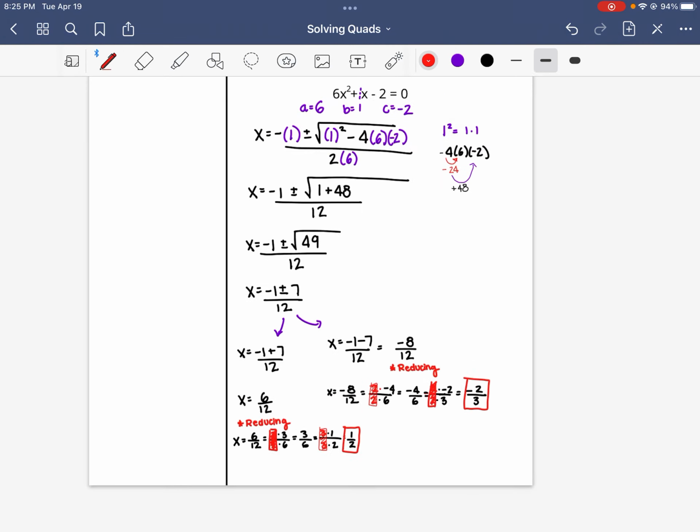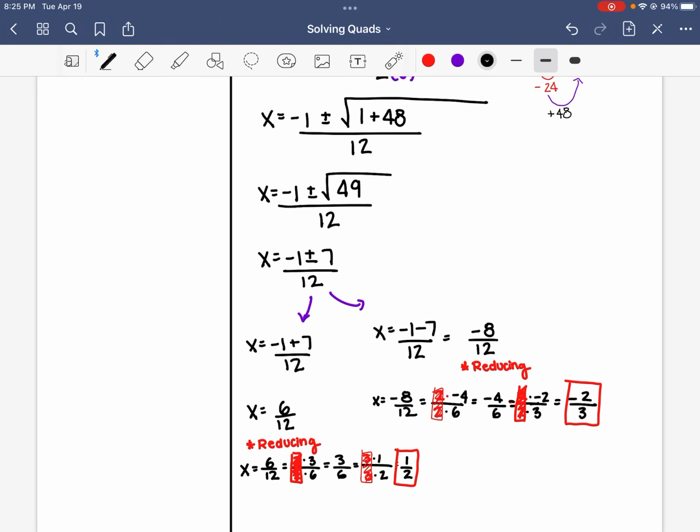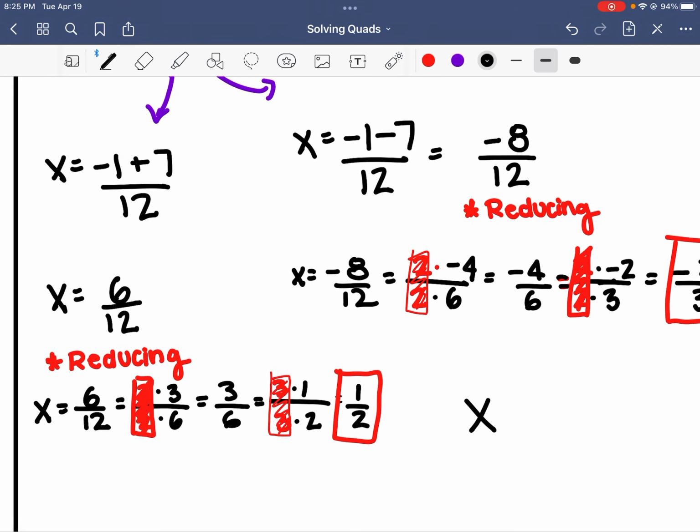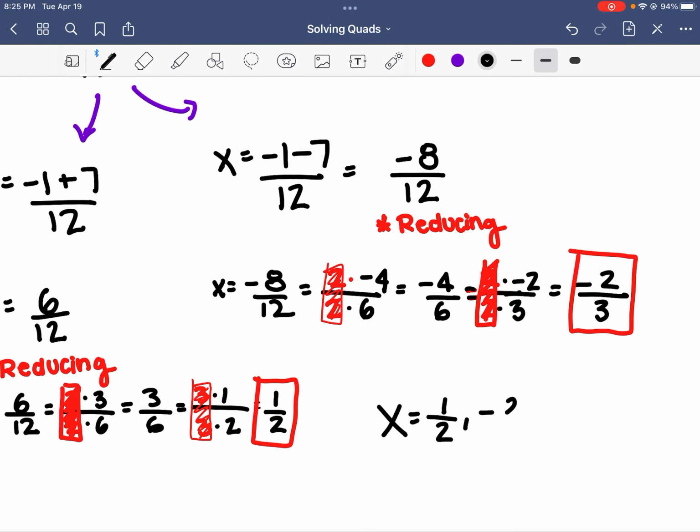So my answer would be x equals 1/2, comma, -2/3.